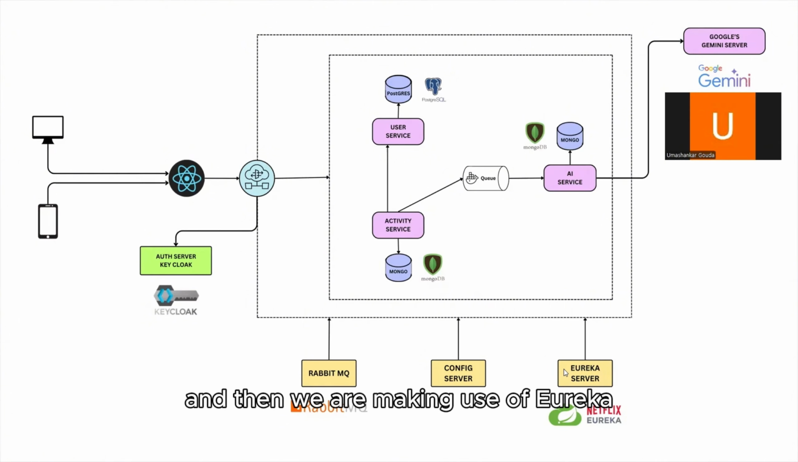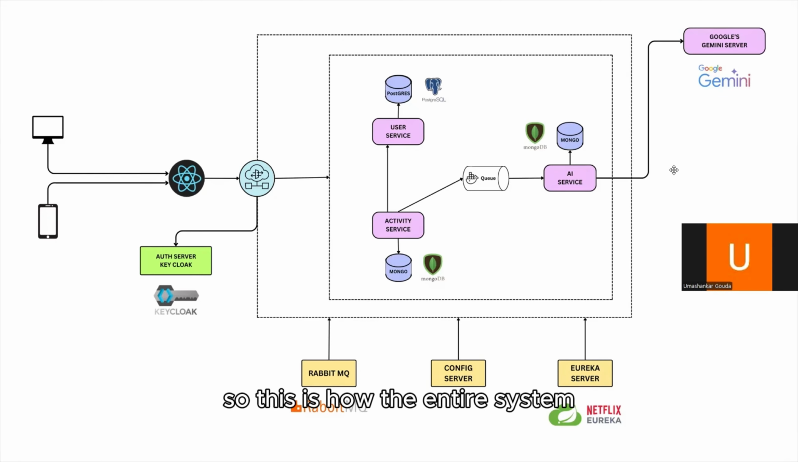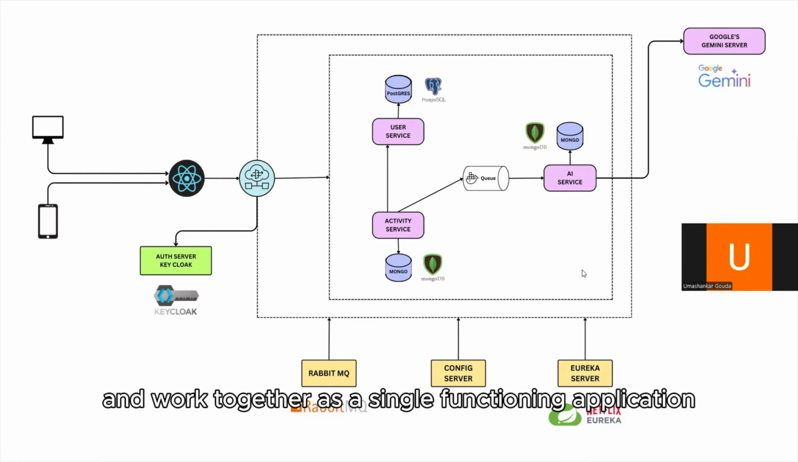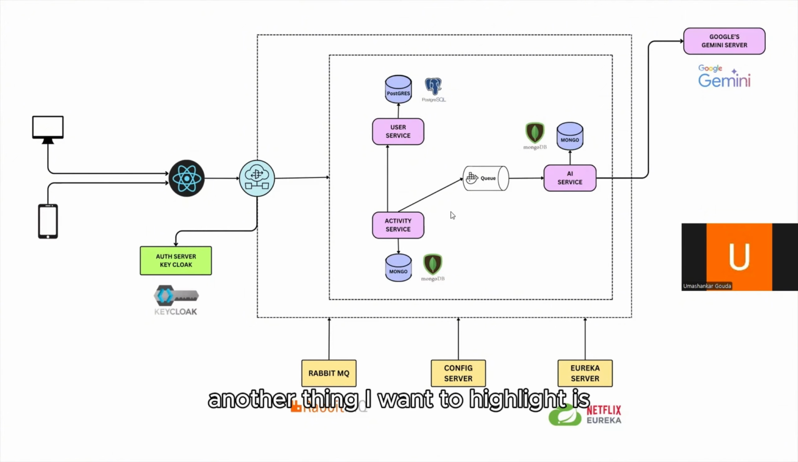And then we are making use of the Eureka server for inter-service communication, and it helps in service discovery. So this is how the entire system and all the microservices are interconnected and work together as a single functioning application. Another thing I want to highlight is that using the same architecture, we can build multiple projects. For example, if you're into finance, we can build a loan eligibility platform where we check the status of a loan using AI. That would be a much faster method than the manual process. We can build multiple projects using the same architecture.